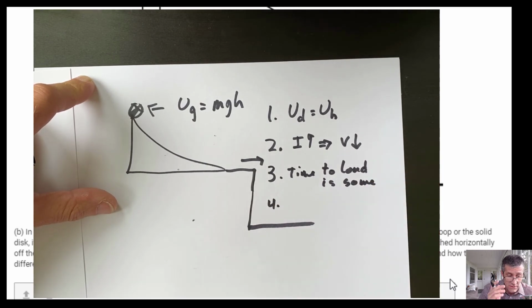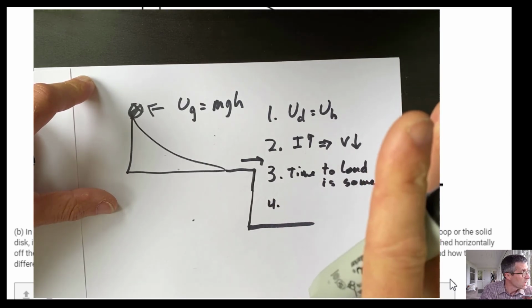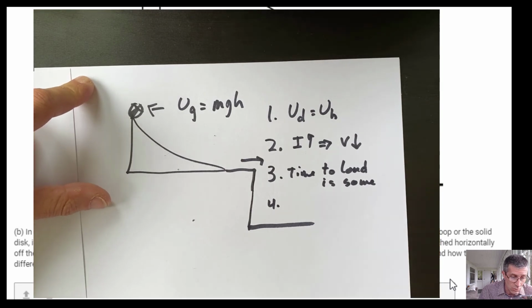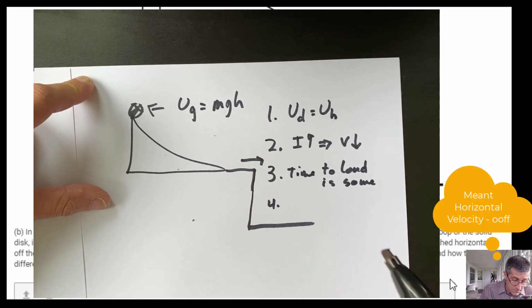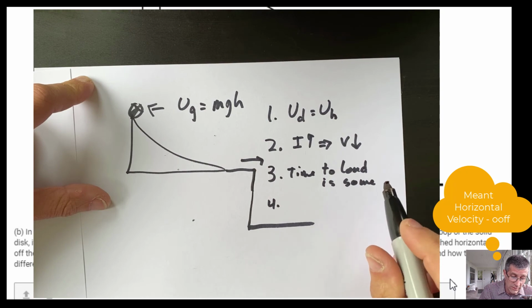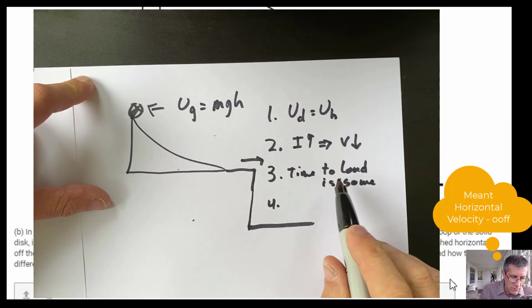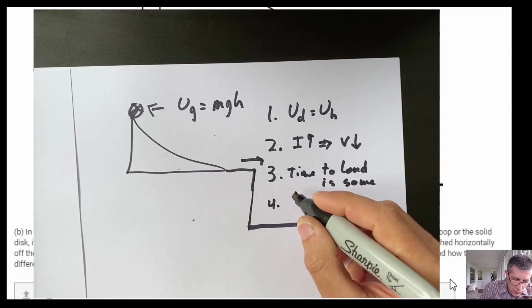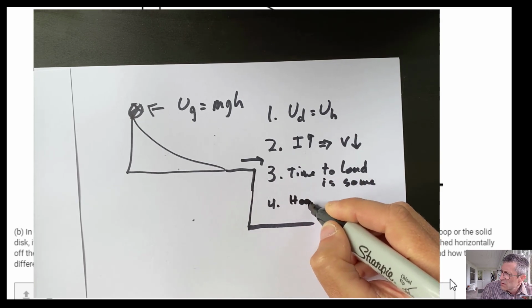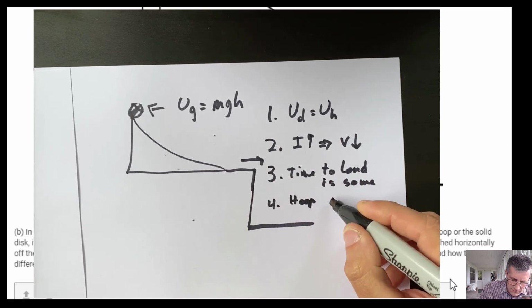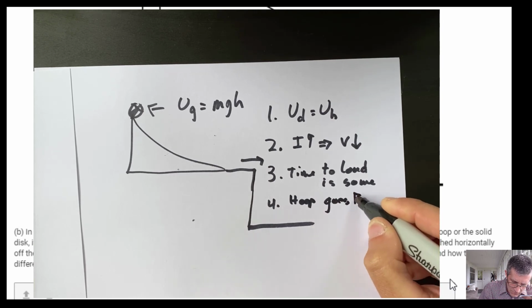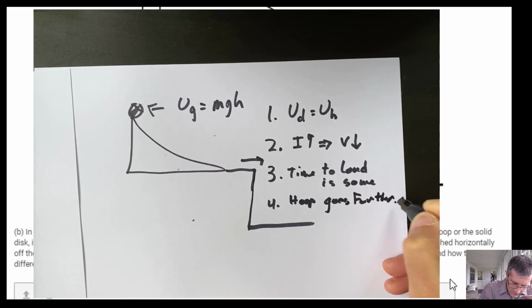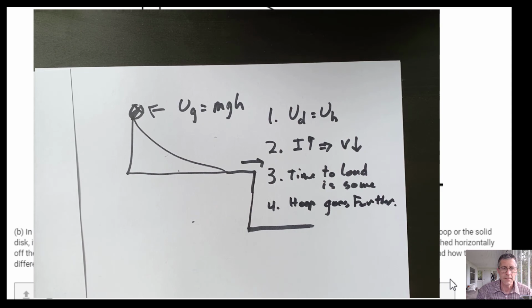But lastly, there is a difference. If you have more horizontal velocity, you'll go further before you land. The one that's going to go further out is the thing that has larger velocity, so the thing that has the smaller moment of inertia. So the hoop will go further. They're looking for you to say those things in some sort of coherent way without saying too many other things that don't make sense.